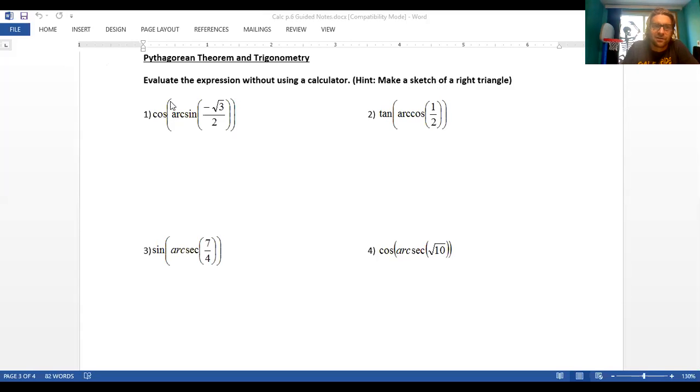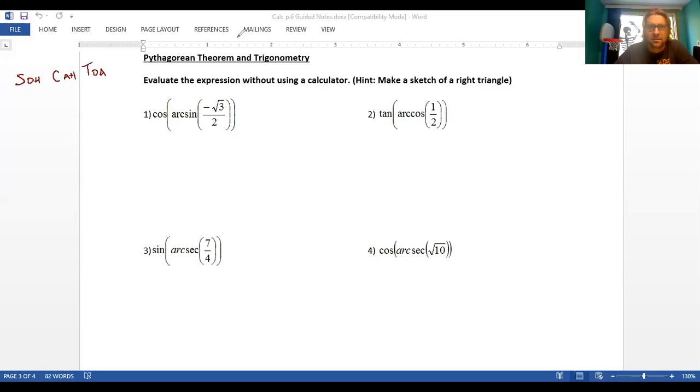So if I want to find the cosine of the arc sine of negative radical 3 over 2, what I'm asking is, remember, working from the inside, what angle has a sine value over y that's negative radical 3 over 2? And once we figure out that angle, what's the cosine of it? Another way to think of it using trigonometry is SOHCAHTOA: sine is the opposite over the hypotenuse, cosine is the adjacent over the hypotenuse, and tangent is the opposite over the adjacent.